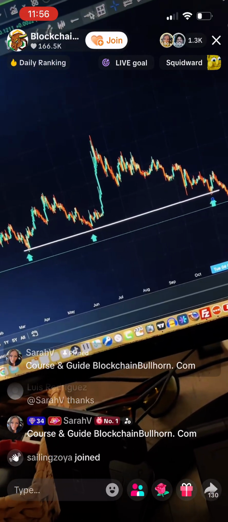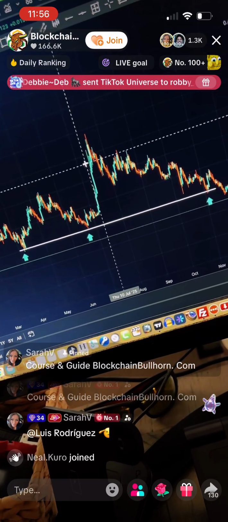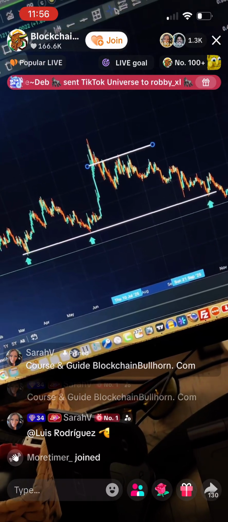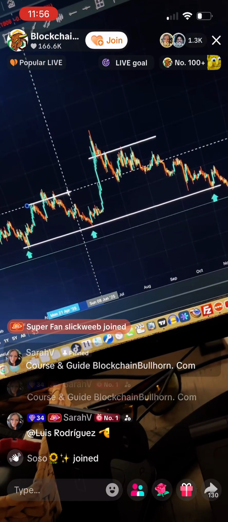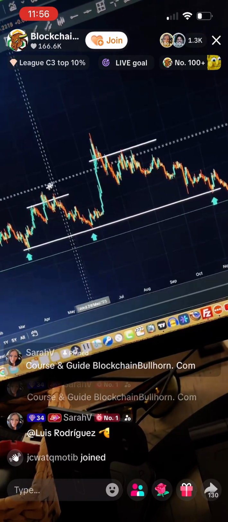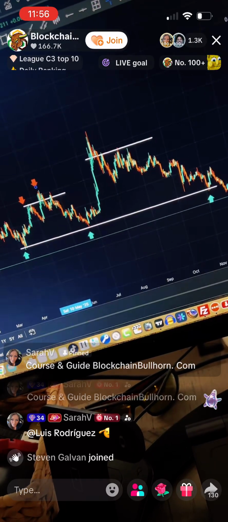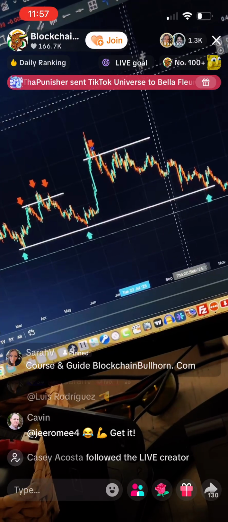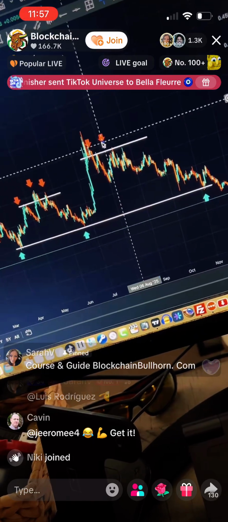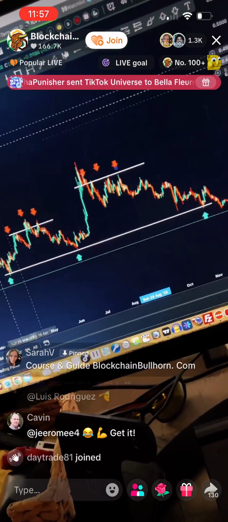Now up here, I can clearly see that this is resistance. I can see that this right here is resistance, right? I can see that this area right here is resistance, right? So up here in this area I should see something that looks like sell signals. Because we buy support, and we sell resistance. Is that true?